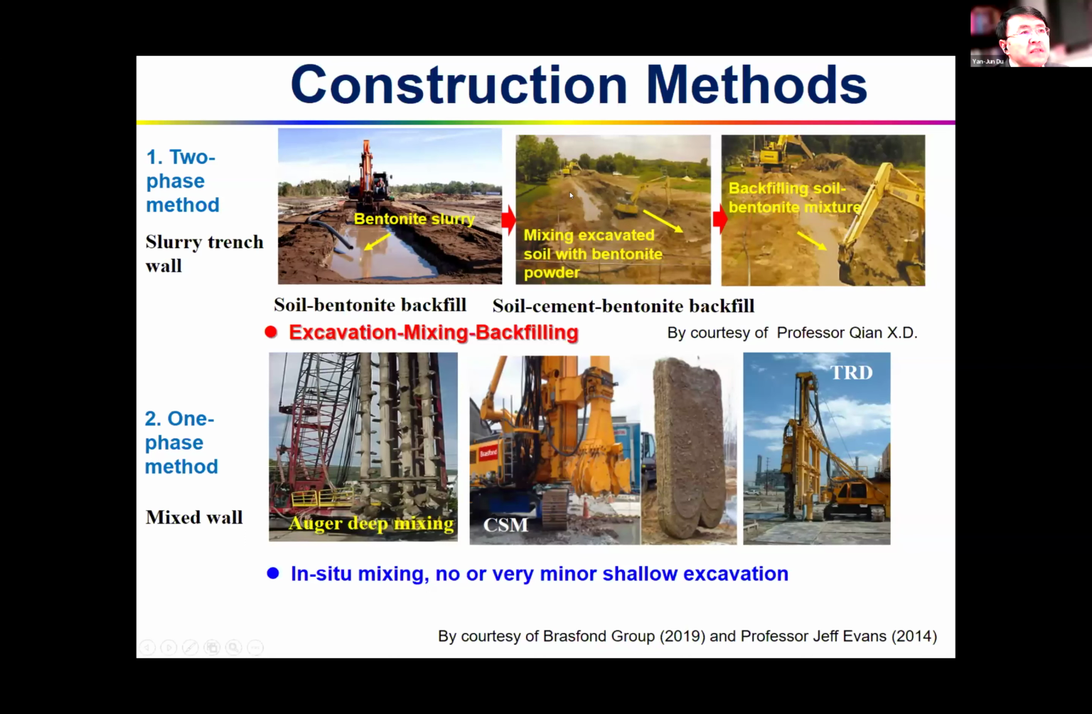The excavated soil is mixed with bentonite powder to the target moisture content, and then the soil-bentonite mixture is backfilled into the trench to form a vertical cutoff wall. So this is called excavation, mixing, and backfilling. The other one, the one-phase method, is actually called a mixed wall.